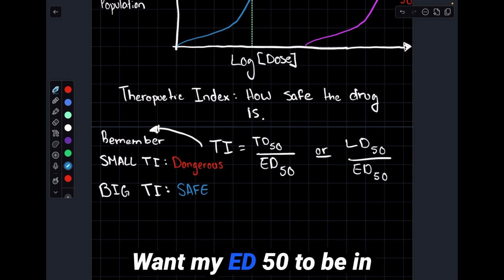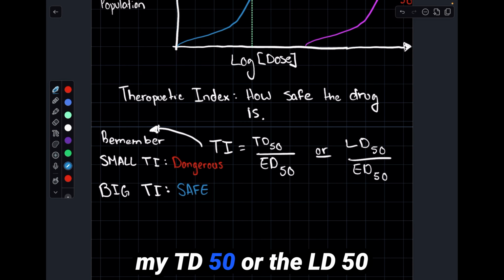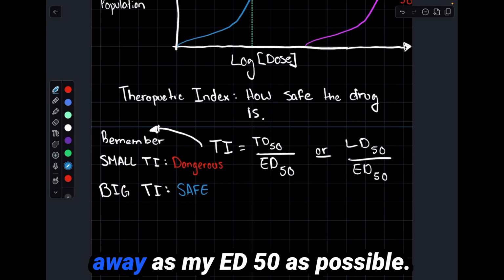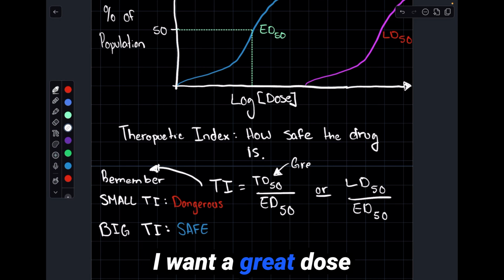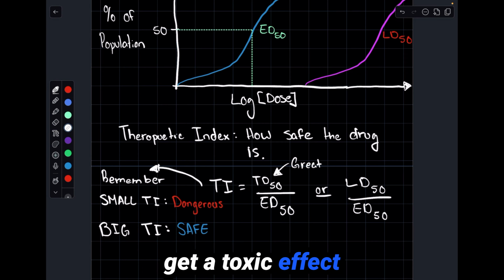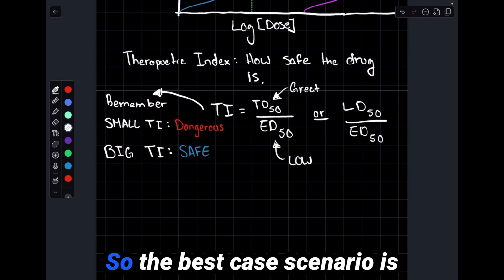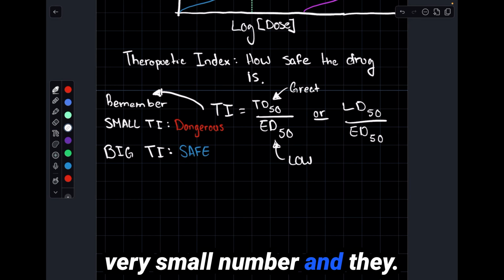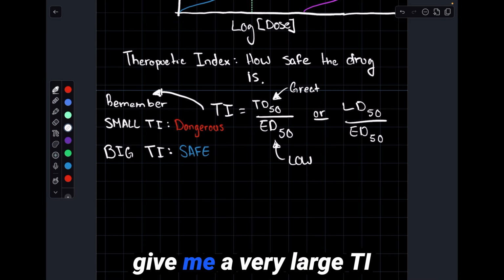So I want my ED50 to be in the denominator and my TD50 or the LD50 to be in my numerator. I want that number to be as far away as my ED50 as possible. Remember, it's a measure of dose. So I want a great dose requirement to get a toxic effect and a low dose requirement to get my therapeutic effect. So the best case scenario is that the ED50 is a very small number and the numerator, the TD50 or LD50, is a very big number because that's going to give me a very large TI.